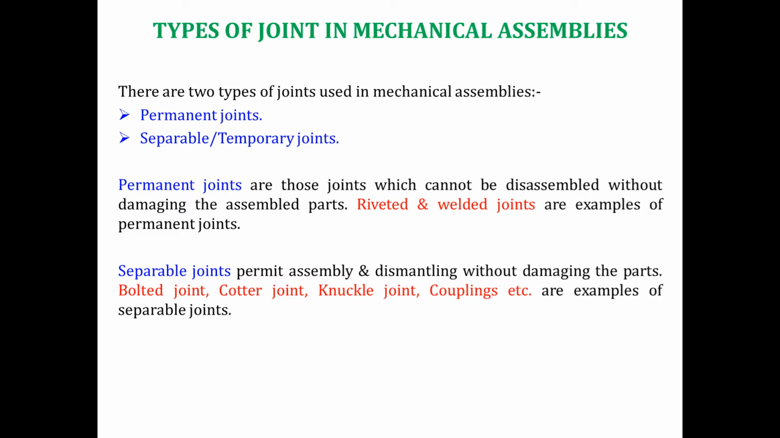If I talk about welded joint, in a mechanical workshop you have two pieces of metal which you want to weld. You have welded both the parts by some welding technique. Then if I tell you that tomorrow you dismantle your part A and part B, can you dismantle without damaging the assembled part? You cannot dismantle the welded joints. You cannot dismantle the riveted joints. So riveted and welded joints are examples of permanent joint.